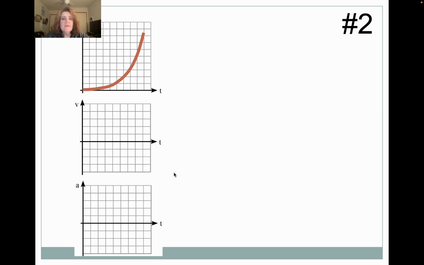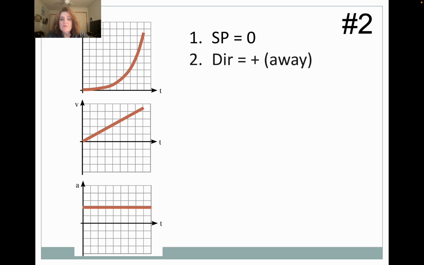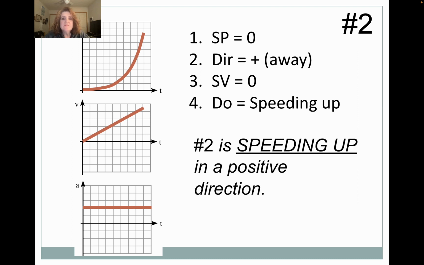Number 2, given this curve, it has a 0 velocity to start because the slope is 0 at the beginning. The slope is positive. It's pointing up at the end, going up from left to right. So we would draw a VT graph going from 0 to a positive. That slope of that VT is then positive, which makes that AT be a flat line above the t-axis. This has a starting position of 0, is going in a positive direction. Its starting velocity was 0, and it is speeding up. So the ultimate description would be this object is speeding up in a positive direction.